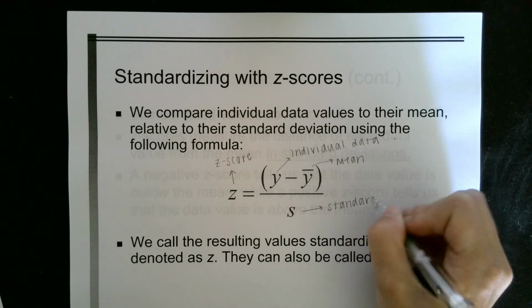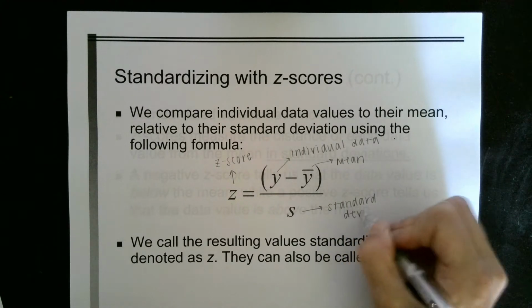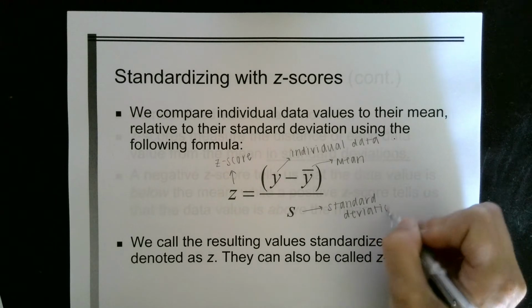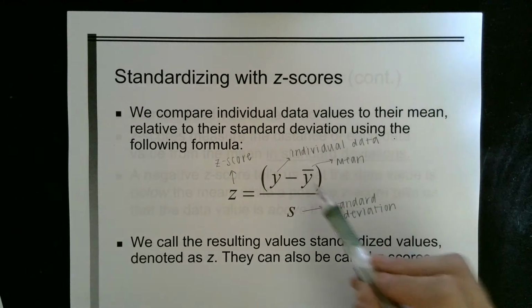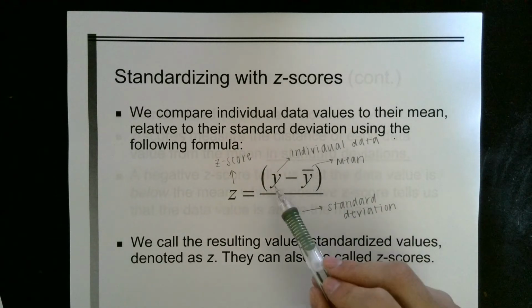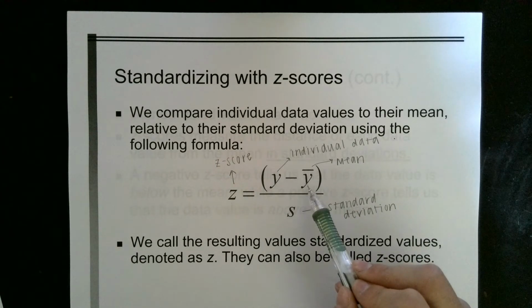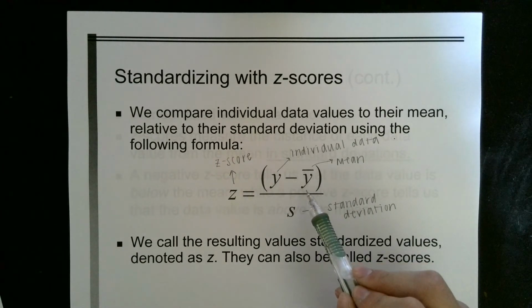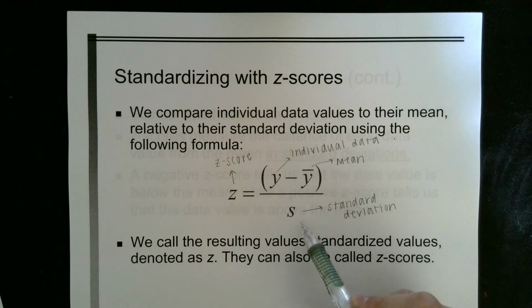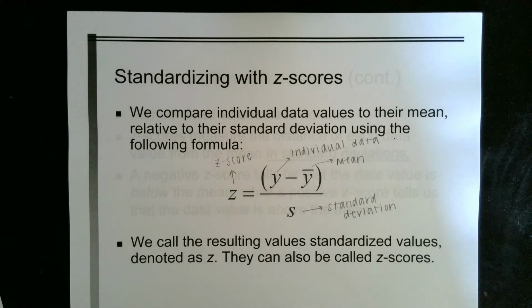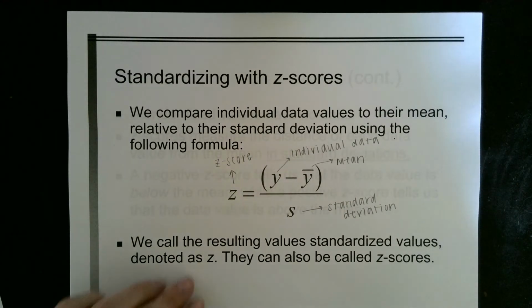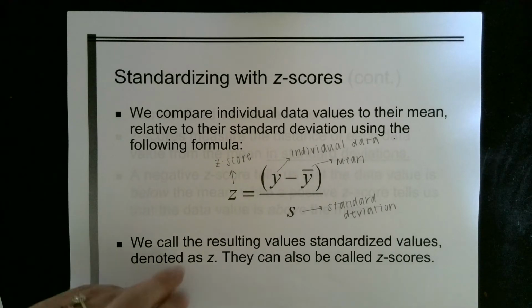So what we're doing with this formula here is we're taking our data point that we're looking at, we're subtracting the mean, so we're figuring out how far our data is away from the mean, and then to get it into measures of standard deviation, we divide by the standard deviation for this data. The result that we have is called the z-score. We will be using these z-scores all the time for the rest of the semester.